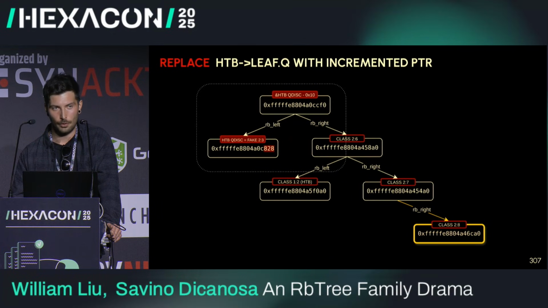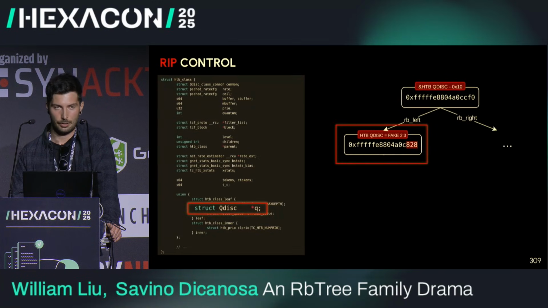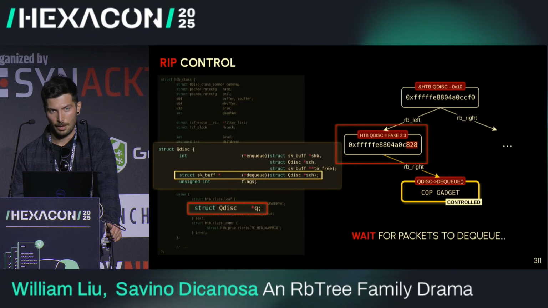We just managed to overwrite the QDisc pointer with the incremented pointer. Now, if you are curious about this, just read the full write-up on the Google Security Research repository, because it's very hard to explain. You have to read a lot of source code for this. But now we can actually fake the dequeue function pointer. And we just relax and wait for packets to dequeue.